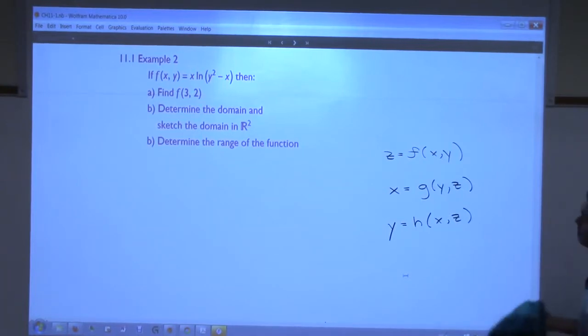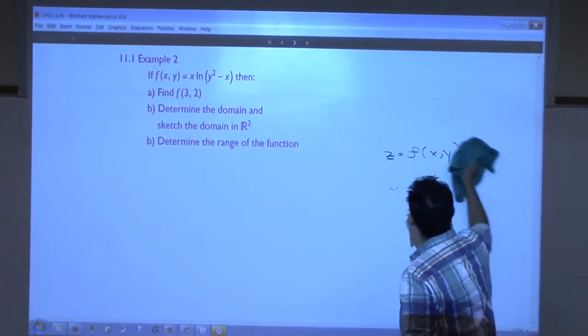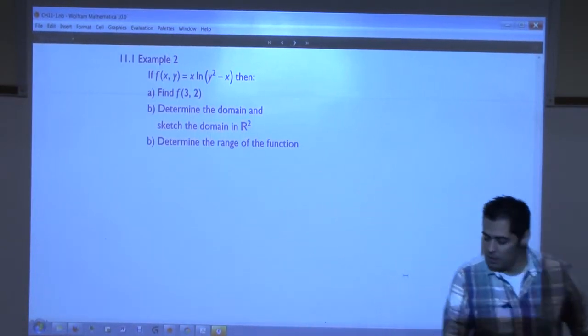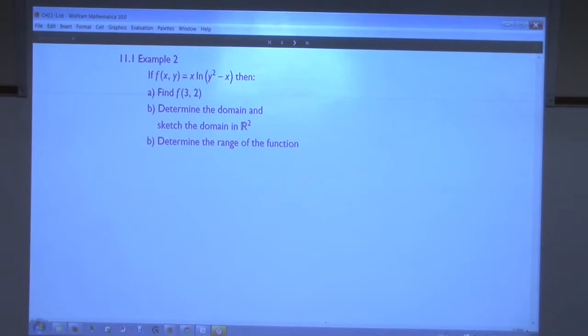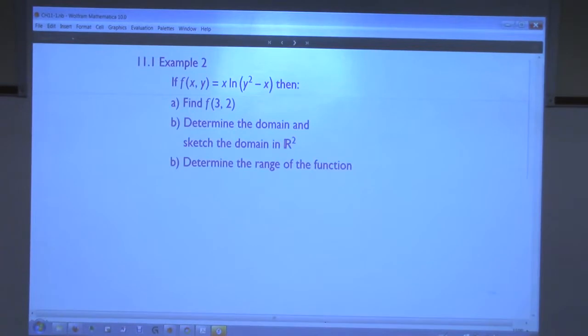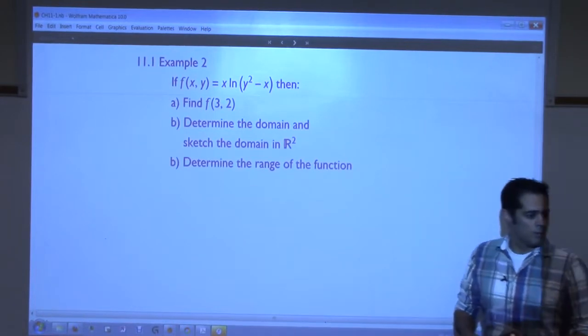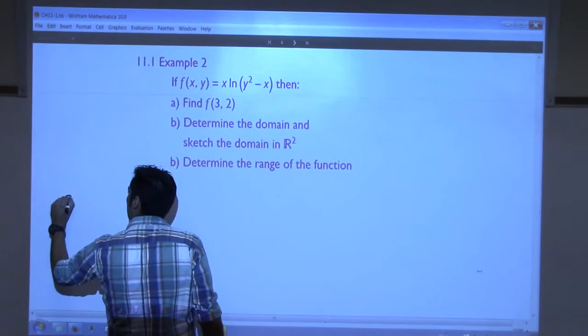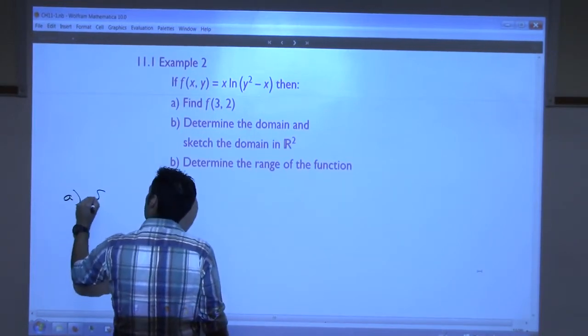All right, so we are going to start today by talking about a surface here. f of x, y equals x natural log of y squared minus x. And we want to try and determine, first of all, the function's value at the point (3, 2), then determine the domain and sketch the domain in two-dimensional space, and then determine the range of the function. Okay? So let's start with part A. We are going to find f of (3, 2).